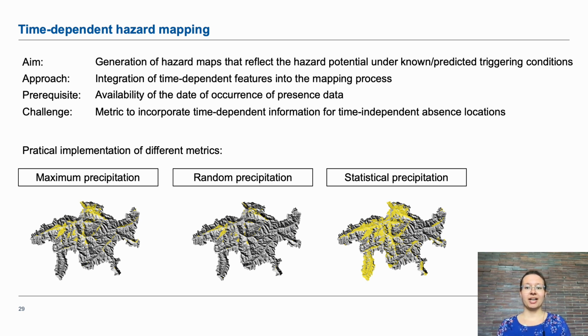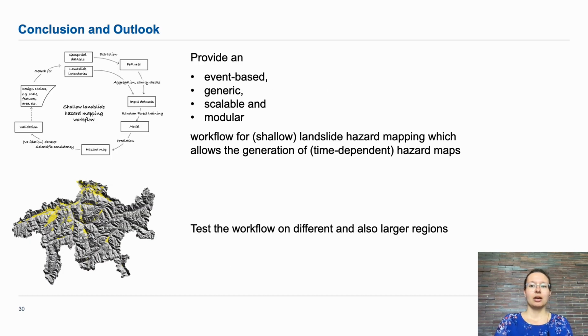Furthermore, it has to be said that many landslide inventories do not provide a timestamp for the recorded events and therefore cannot be used for time-dependent hazard mapping. With this remark, I would like to close the short introduction into my work on the event-based, generic, scalable and modular workflow for shallow landslide hazard mapping that we've implemented and our approach towards time-dependent landslide hazard mapping. Next to continuing to work on the presented precipitation issue, we are currently in the progress of investigating the transferability and scalability of the workflow I just presented, as well as the available landslide data.